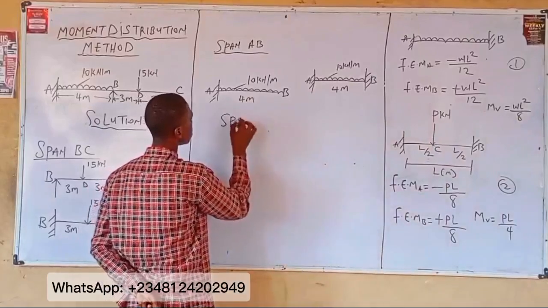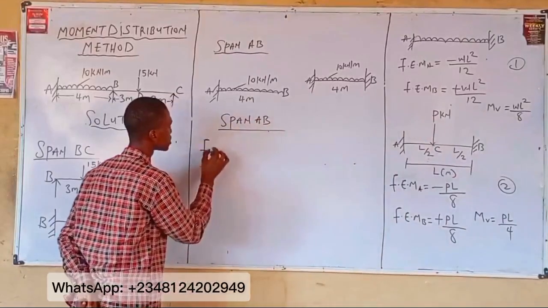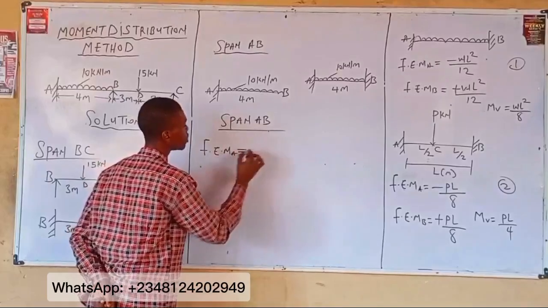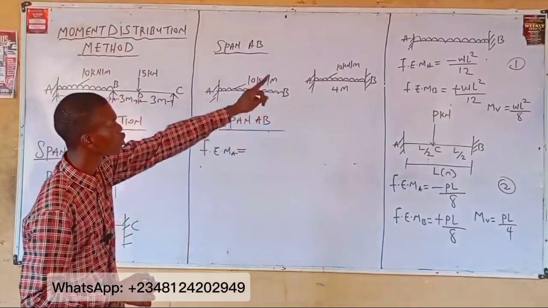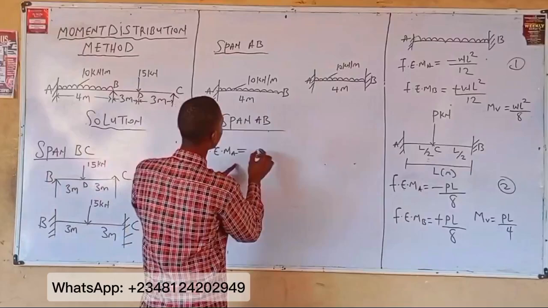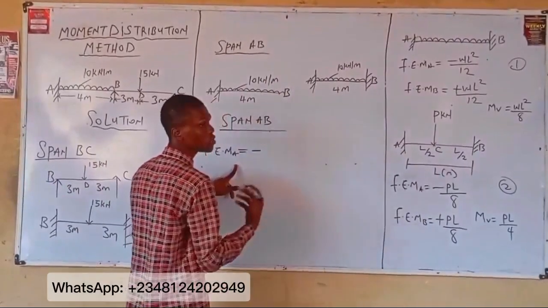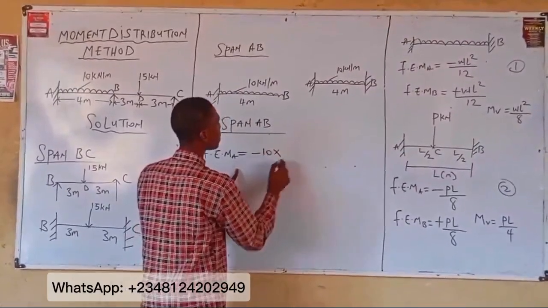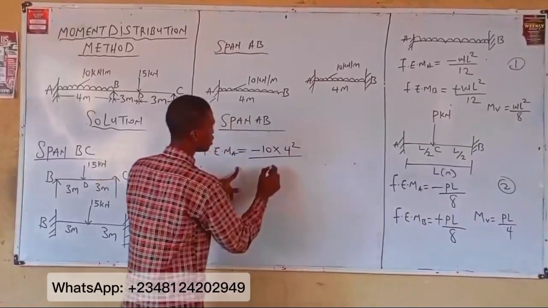Now, from here, for span AB, let's get the fixed end moment. Fixed end moment at point A. That will be what? Implementing that formula, is it case 1 or case 2? Case 1. Meaning negative. Identify, what is your W here? Let's do this together, please. What's your W? Meaning 10 times, what's your length? 4 square divided by 12.